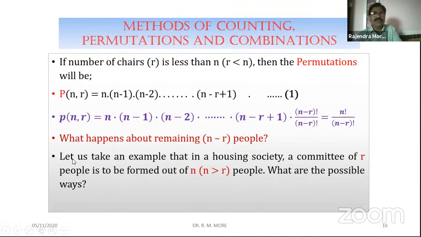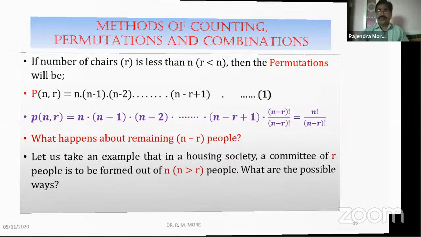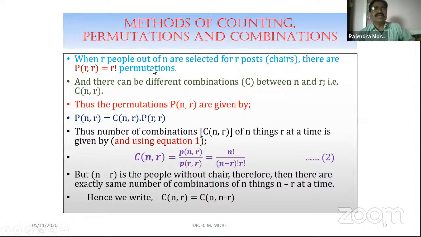So I would like to say here, suppose there is a housing society and a committee of r people, this numerical example also we are going to take. r people are to be formed out of n, where n is greater than r. Then what are the possible ways in that case? This is very similar to this; this statement is nothing but the summary of this. And in the example that we are going to prove here, what could happen in that case? Then there are different combinations.